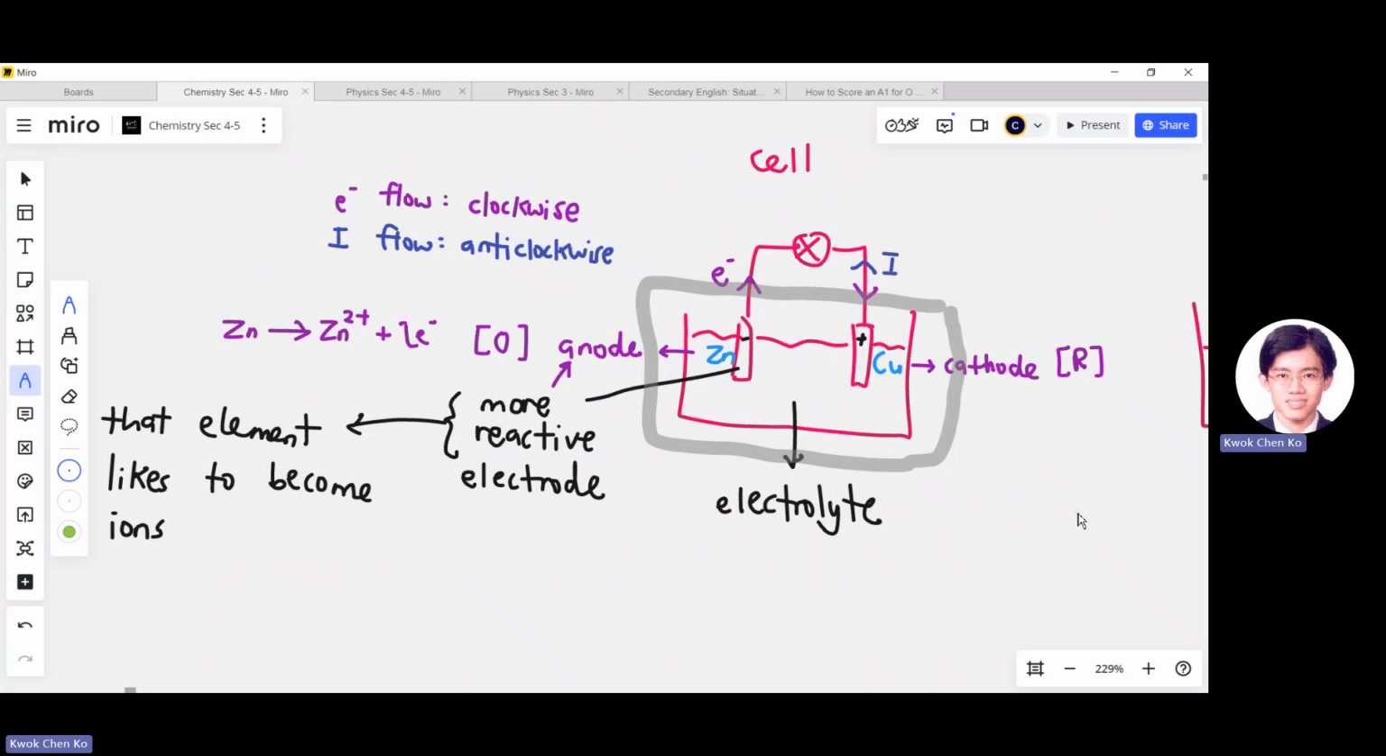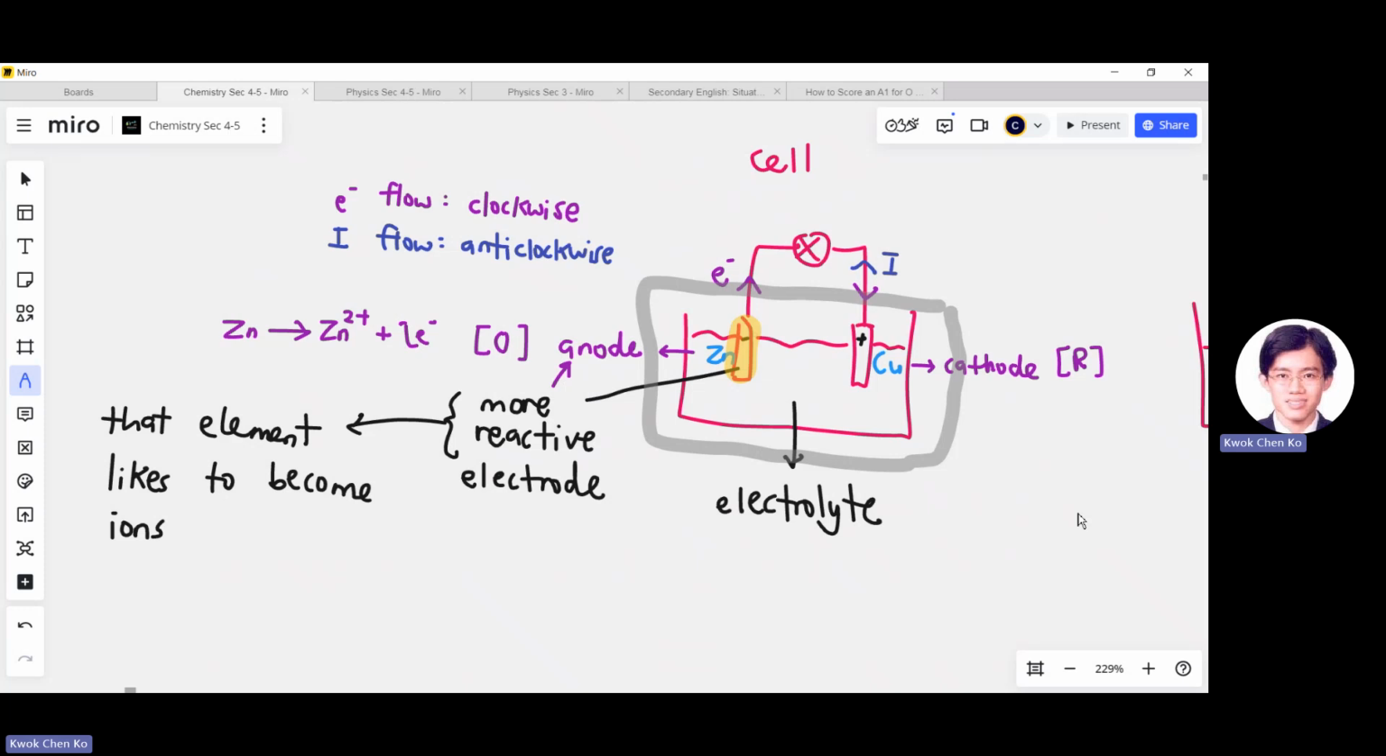Just a reminder, let your copy now first. What is going to happen to this zinc electrode over time? The battery is not going to last forever. This simple cell is not going to last forever.